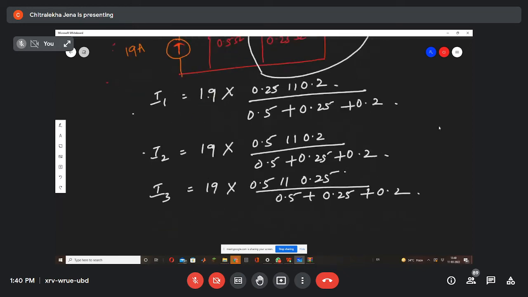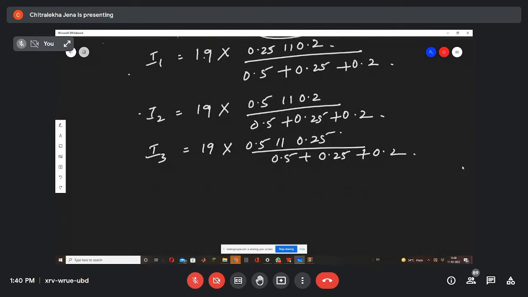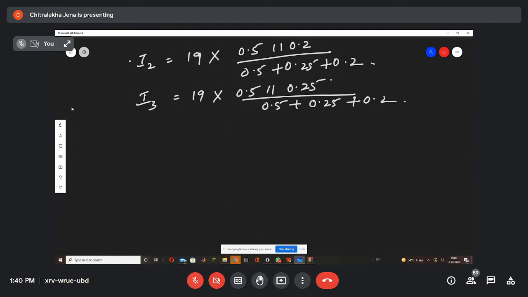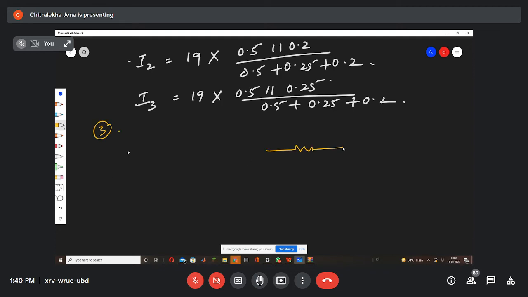Very good students, you understand quickly. Now come to the third problem. There are another five problems to go, we will do them within 20 minutes. Third, here a circuit is there.